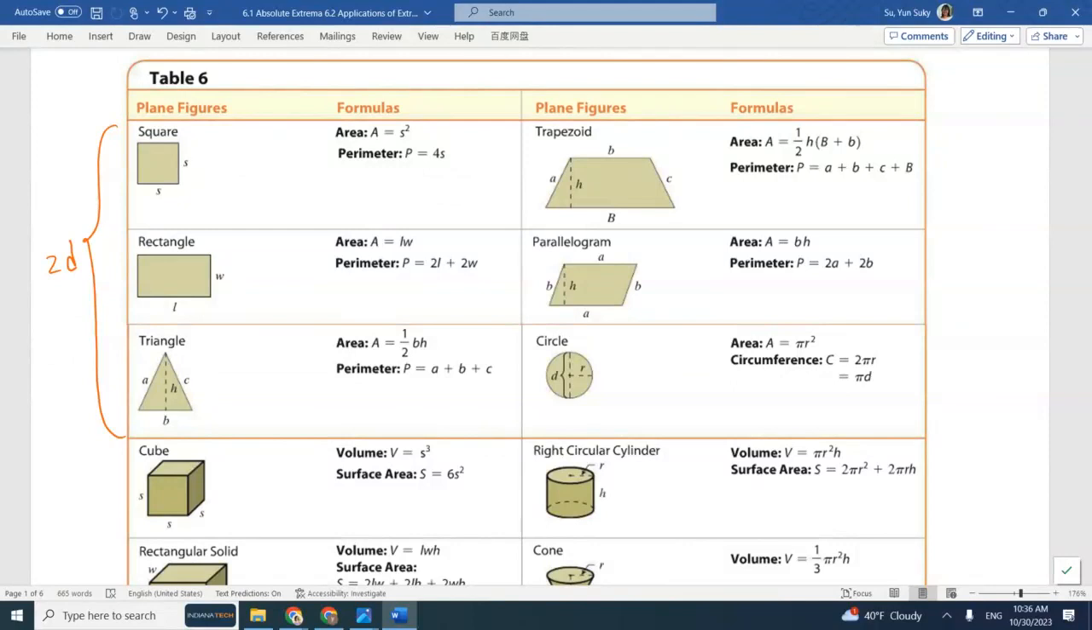Rectangle area is length times width. Yes, everybody? Perimeter, we have 2 lengths plus 2 widths. Yes, everybody? Okay, next one.